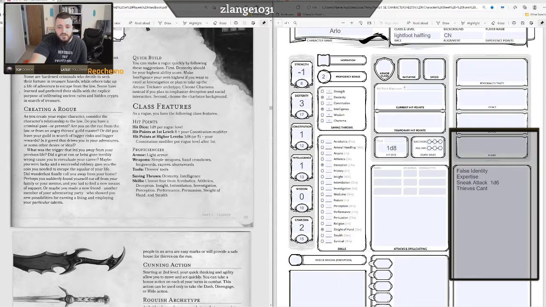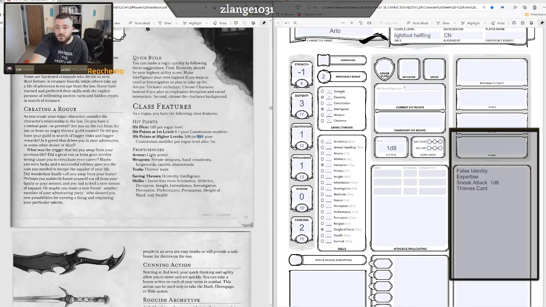So every level after that, we'll take the 5 and add your constitution modifier, which will be 5 plus 1, so 6. So at level 2, we will have 6 additional HP, which will take us up to 15. It can get pretty good going that way.